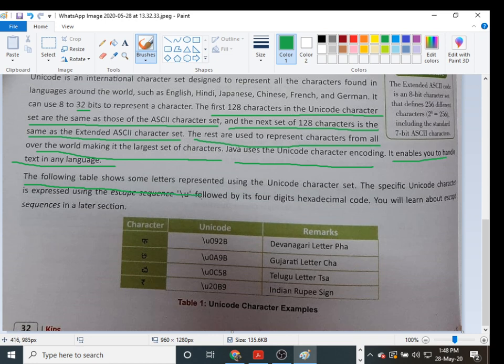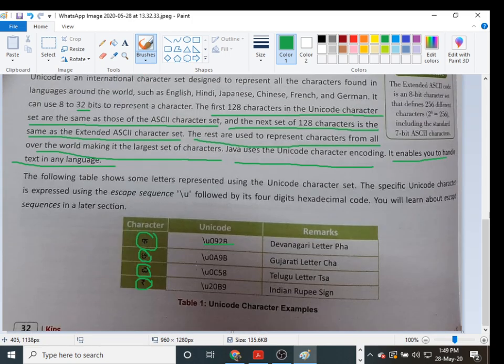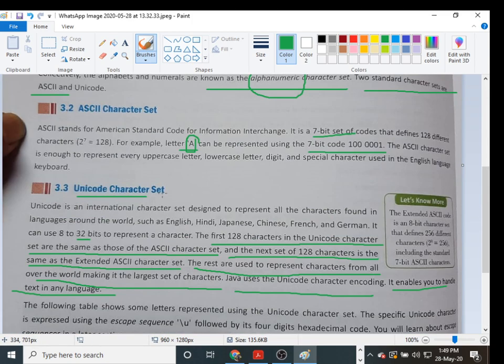The following table shows some letters represented using the Unicode character set. Unicode also includes Hindi letters, and in Unicode each is represented in this form. Here is the next letter, a Gujarati letter. Here is the next, a Telugu letter, and here is the next one, the sign of the Indian rupee. These are the different characters which can be represented in the Java character set, also known as the Unicode character set.